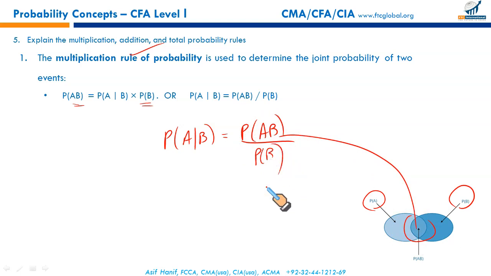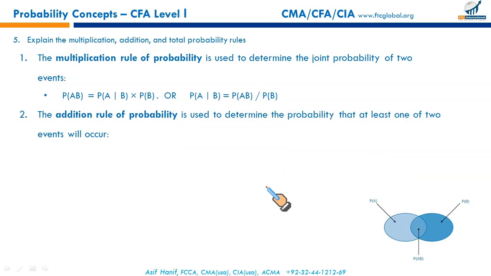Just grasp the idea. We will apply this idea on actual questions. Just overview is required. We'll jump straight to the questions after that. Addition rule of probability. It is used to determine the probability that at least one of the two events will occur, either A or B.